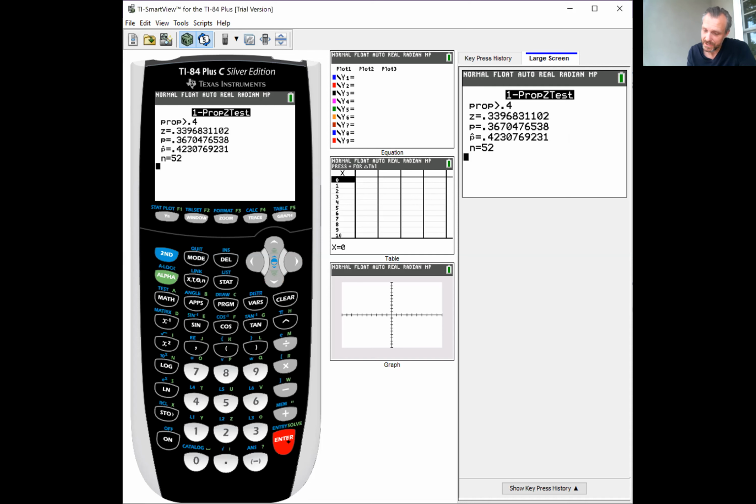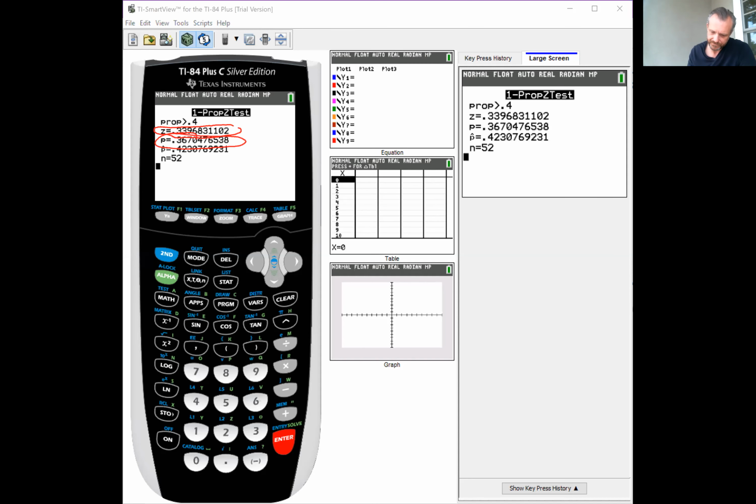Hey, what do you know? There's our Z, okay? So there's our Z, and we can make a decision, okay? If you want to use the p-value that we talked about yesterday, there's the p-value as well, okay? Notice that p is larger than alpha. So our calculators will absolutely do this for us. So well, let's let them. All right.